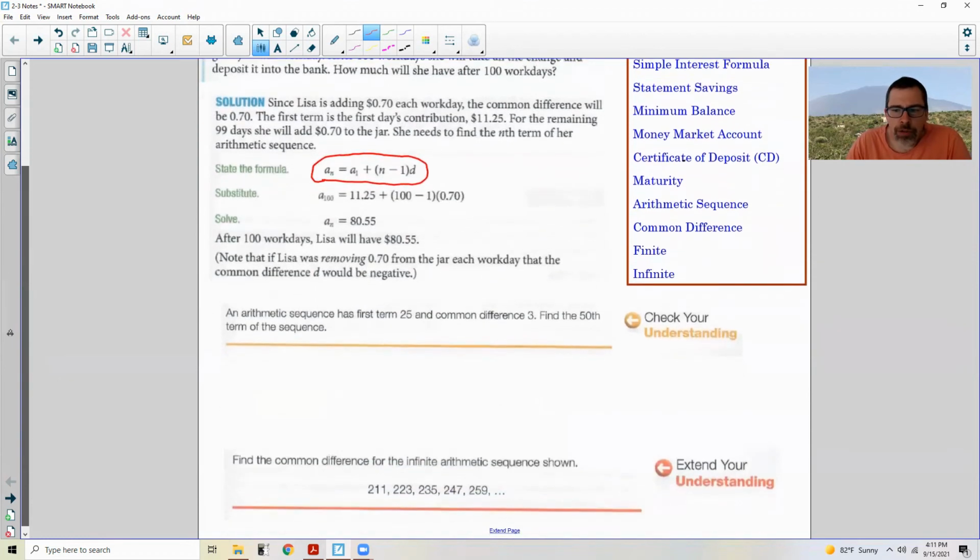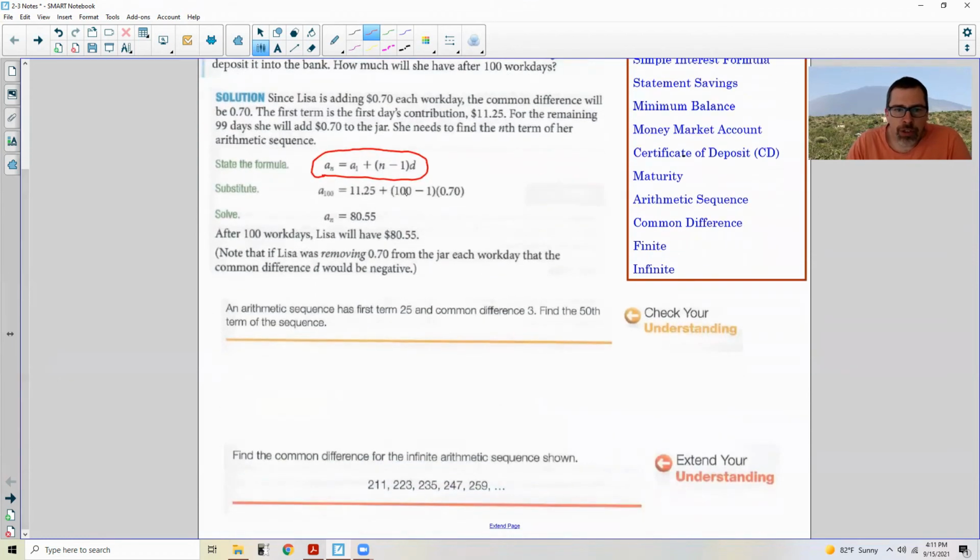All righty. So now there's a check your understanding. Pause your video, see if you can use this formula and see how you do. All right, so here we go. An arithmetic sequence has a first term of 25. So this is my a sub 1. The first term is 25. First terms are a sub 1. And a common difference d. Common difference d is 3. Find the 50th term. This is our n.